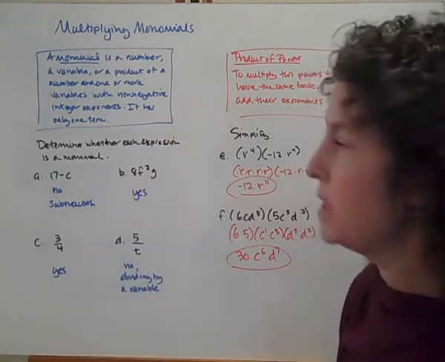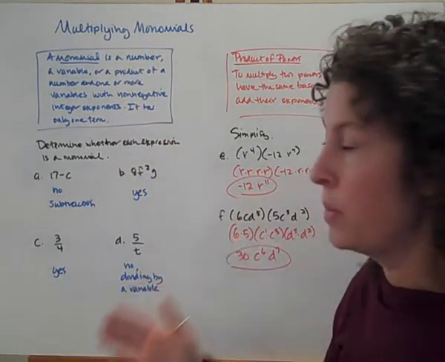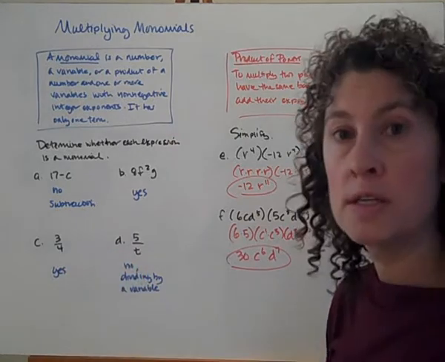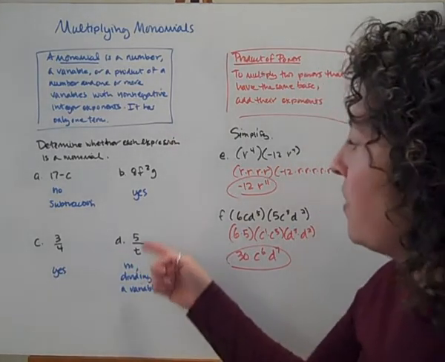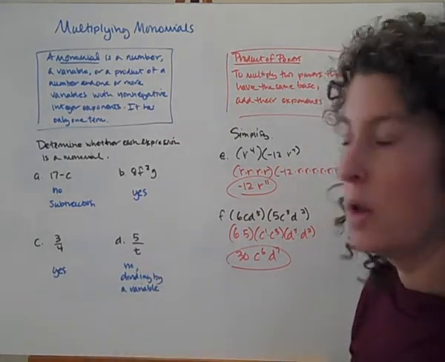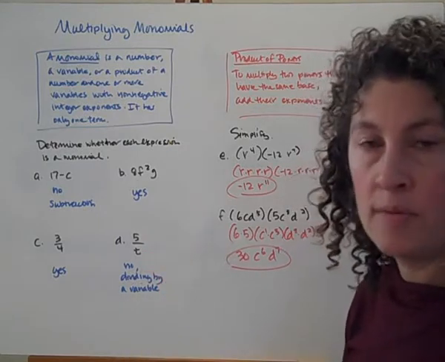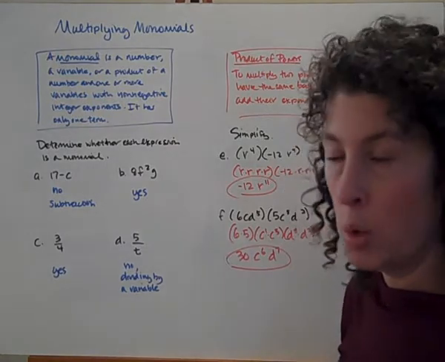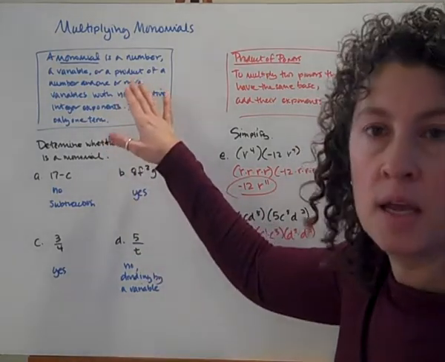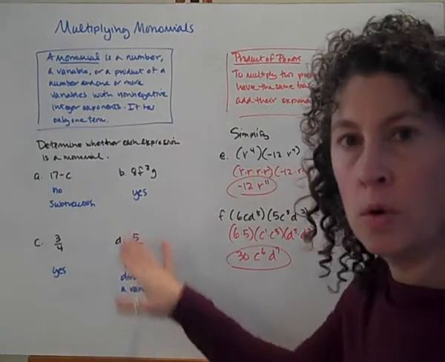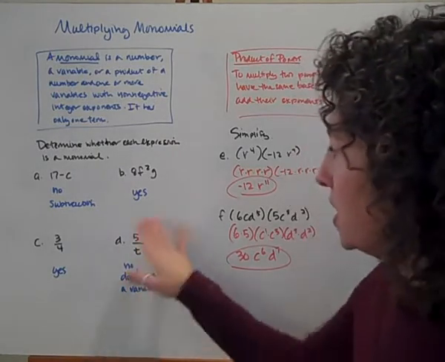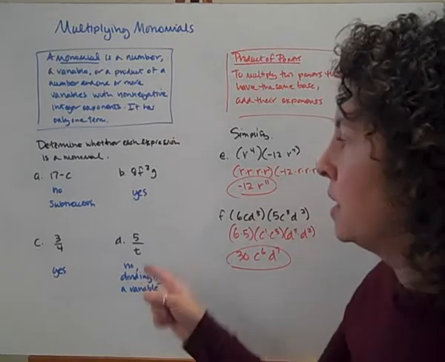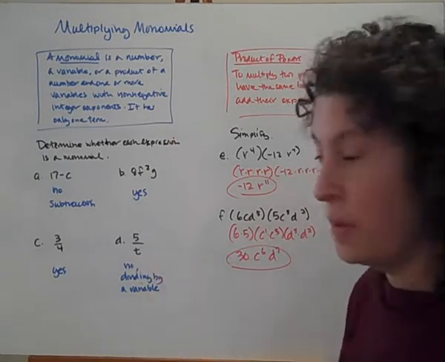3/4. Yes, that is a monomial because it's just a number. We're only dealing with numbers here, so this is a monomial also. Not very exciting, but it's a monomial. And our last one, 5/t, is where things get kind of weird. We can divide with a variable, there's nothing wrong with it, we just don't think of it as a monomial. Again, this goes back to our non-negative integer exponents. We'll get back to why that doesn't work, but if I'm dividing by a variable, it is not a monomial.